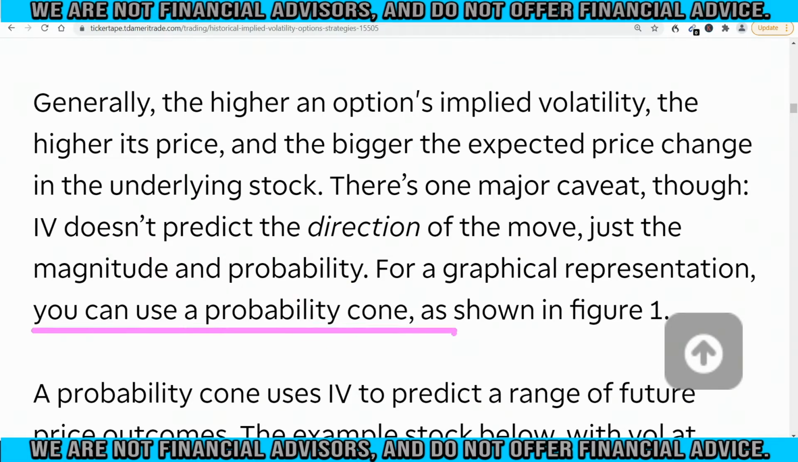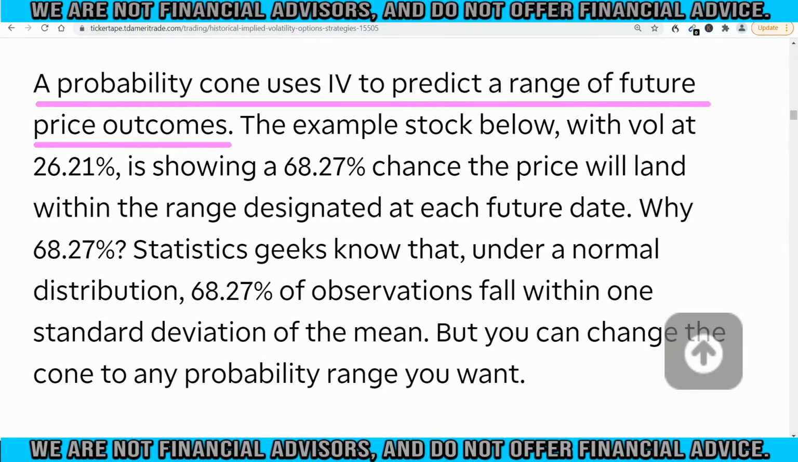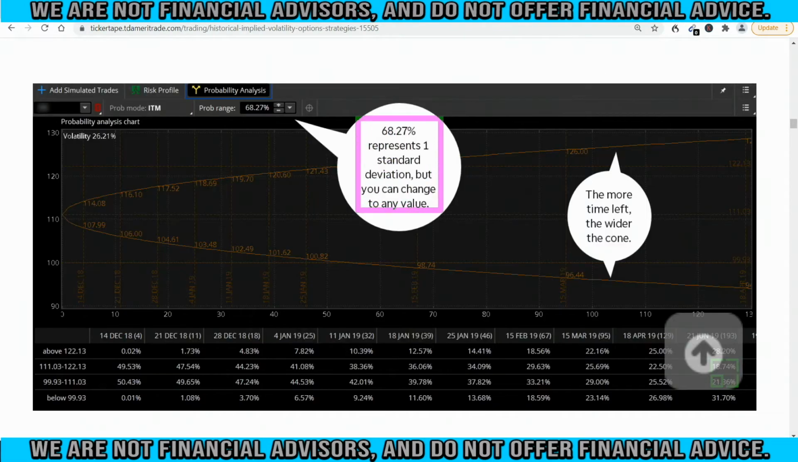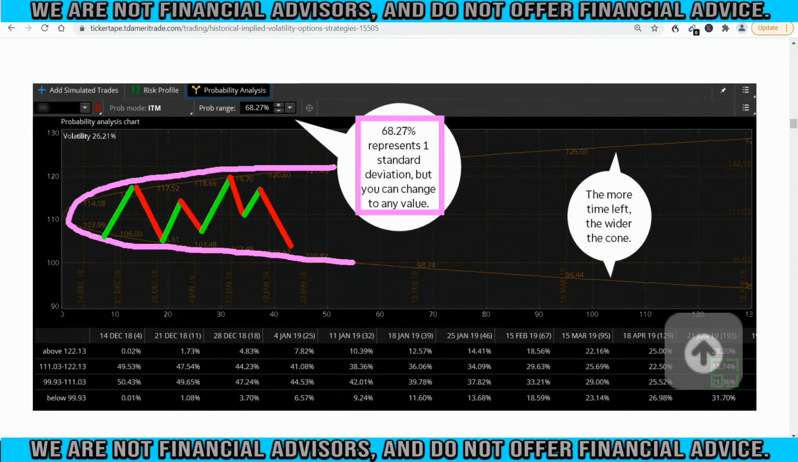Have you ever seen a probability cone? A probability cone is used in options to show the likelihood of being in the money or out of the money based on a range. Standard deviation again. Remember, the standard deviation is 68.27%. And they believe so much in this standard deviation that they're predicting where the movement of this stock will be.